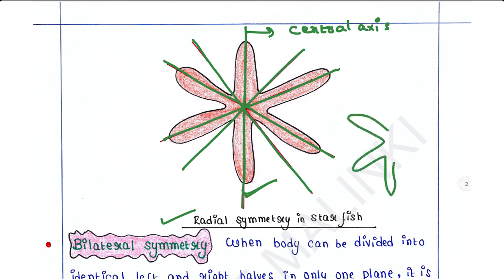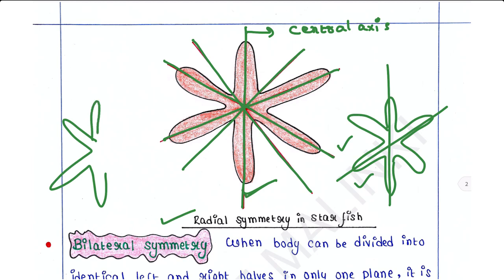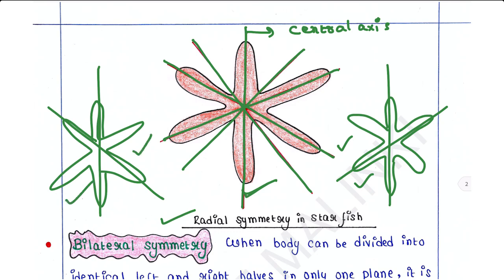Suppose this is the sponge. Sorry, this is the starfish. Now this is the central axis. You can cut it like this. So this half and this half are equal. Again, I am drawing one more. So this is the central axis, and now you are cutting this in this plane. So this part and this part are identical. That is called radial symmetry.